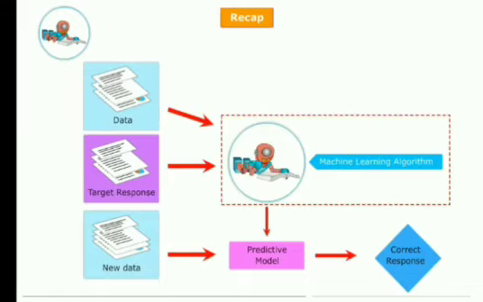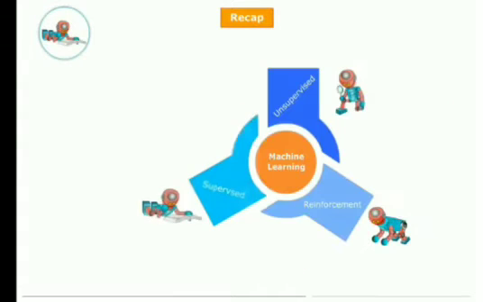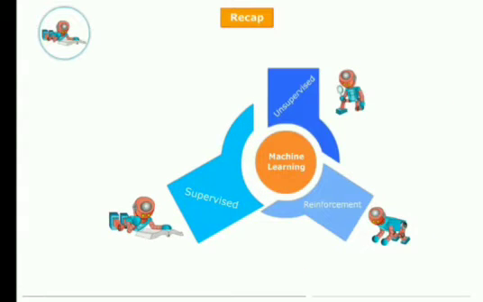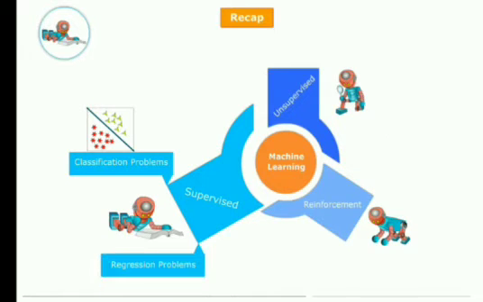Supervised learning algorithms try to model relationships and dependencies between the target prediction output and the input features so that the machine can predict the output values for new data based on the relationships which it has learned from the previous datasets. Supervised learning is further divided into two broad categories based on the type of response required. These are classification problems and regression problems.